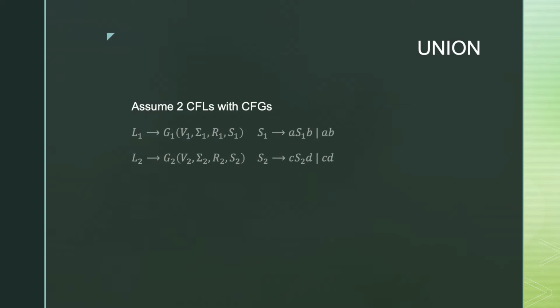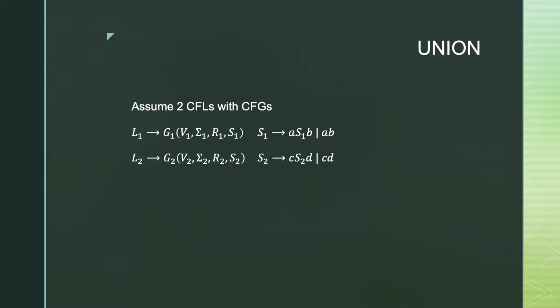In unions, let's assume we have two context-free languages having context-free grammars. We are denoting each with the symbols L1, L2 and G1, G2 for the grammars. Notice that we have a full-length tuple for the grammars. I'll be explaining what each of it means.